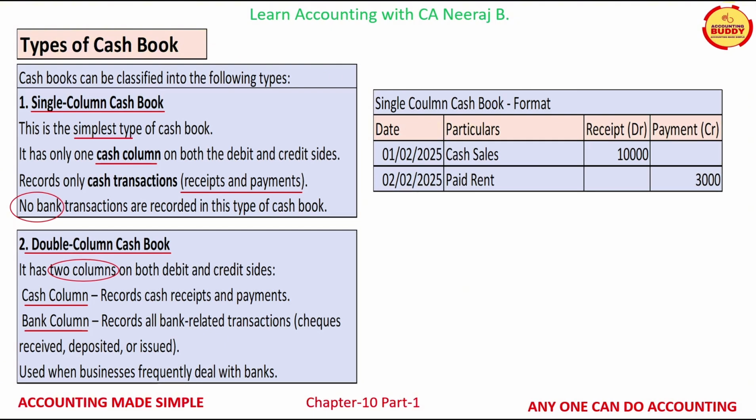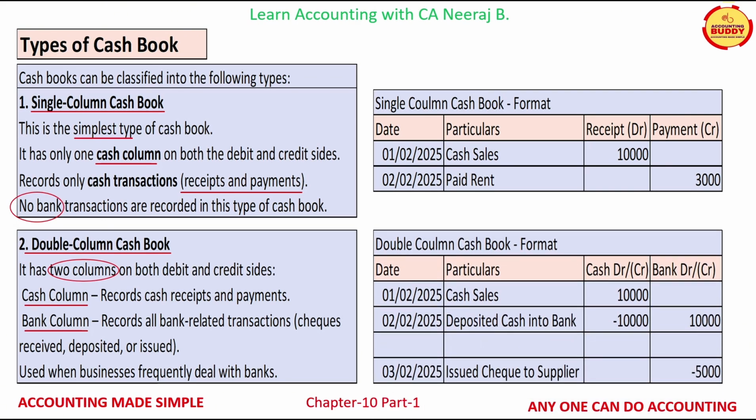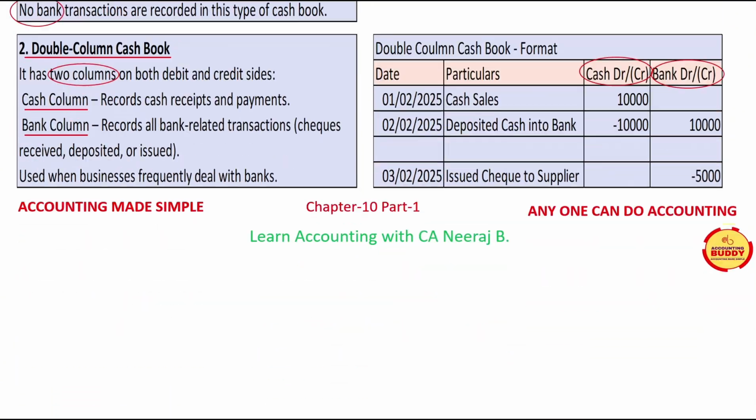Double column cash book is used when businesses frequently deal with banks. Specimen format of a double column cash book is displayed on your screens. It has got two columns, cash column and bank column, to record respective transactions. We will discuss recording of transactions in cash book in detail in our subsequent slides.